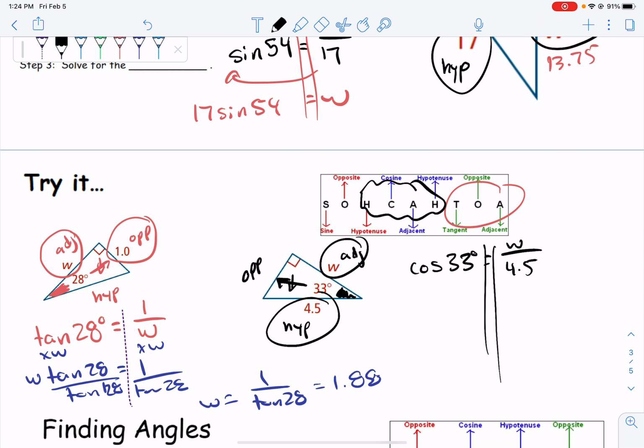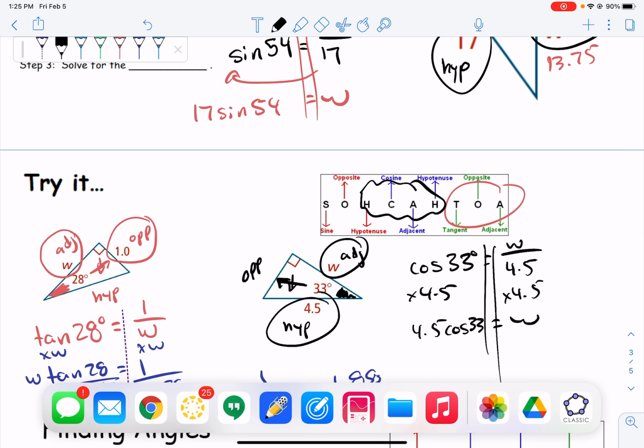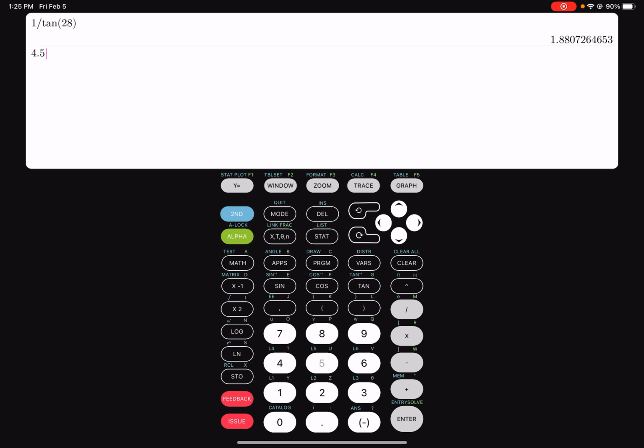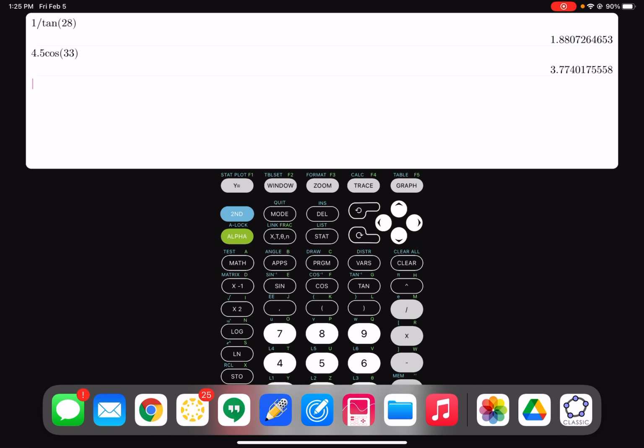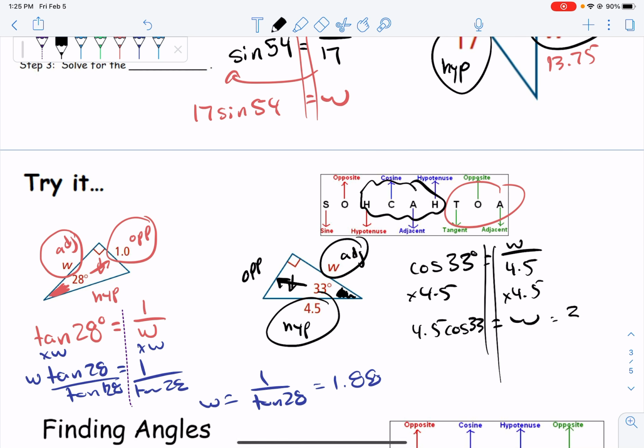So now when I railroad track, I just multiply both sides by 4.5. Remember, put it in front, please. 4.5 cosine 33 equals W. So I go to my calculator, 4.5 cosine of 33, enter, I get 3.77. So W is equal to 3.77, which seems reasonable, right? It seems like that is a reasonable answer for W.